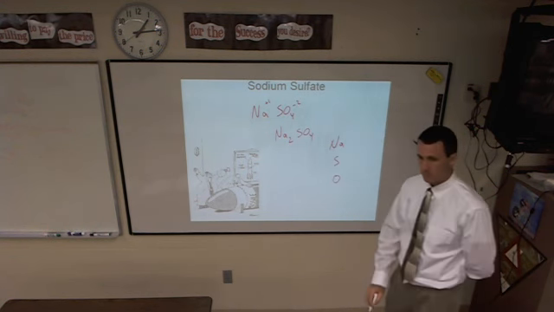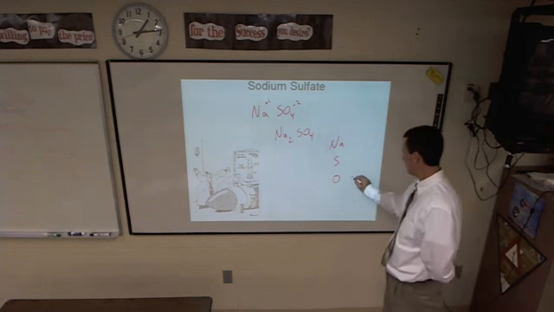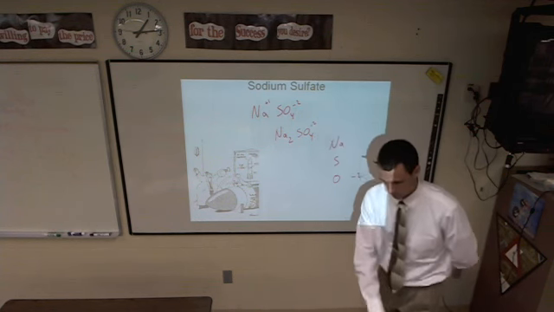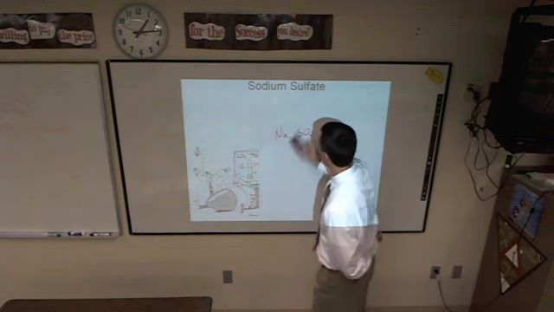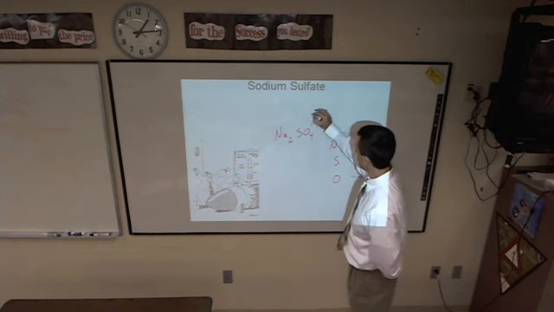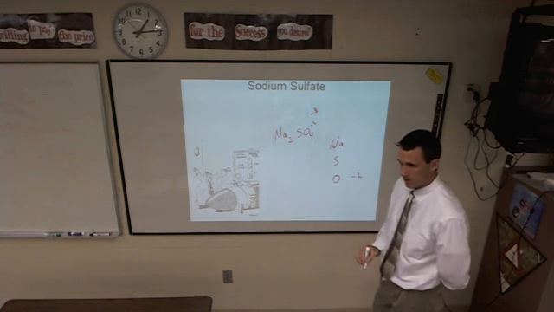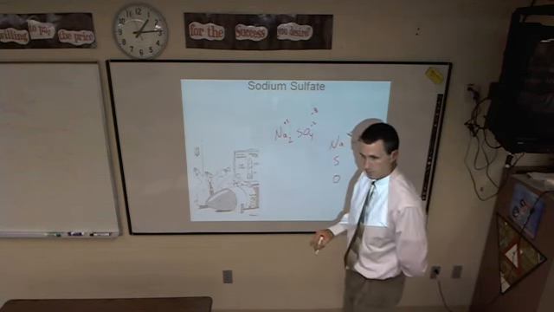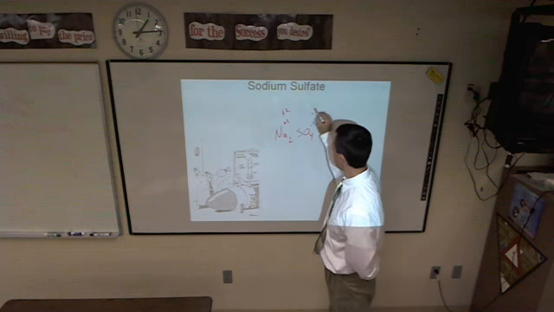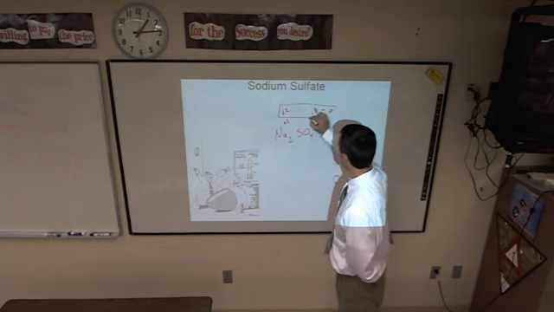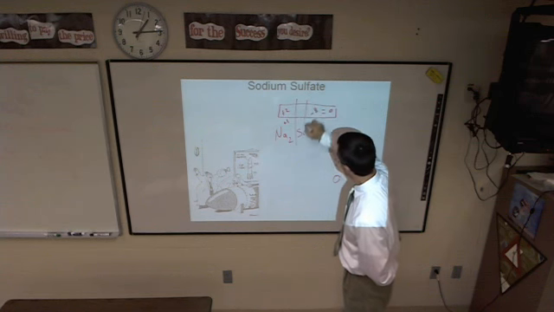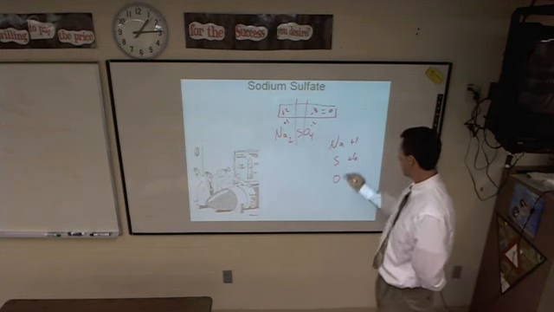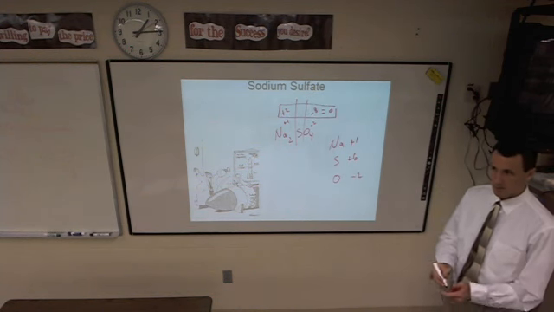Na2SO4. What's O? -2. Cool. And so if there's 4 of them, -8. What's sodium? 1. And if there's 2 of those, 2. Now this whole compound has to equal 0. So what must S be in order for that equation to equal 0? Starting to make sense? Yeah.